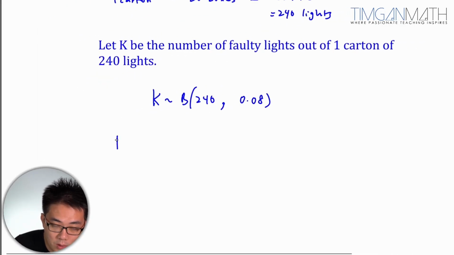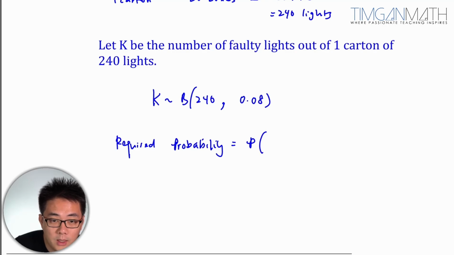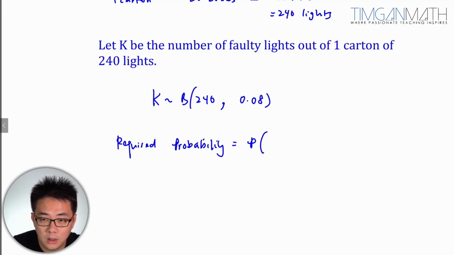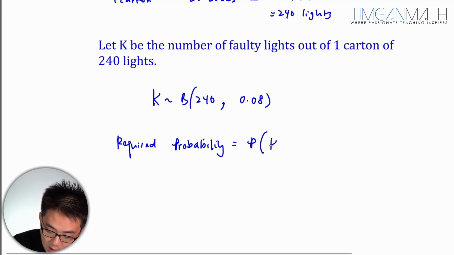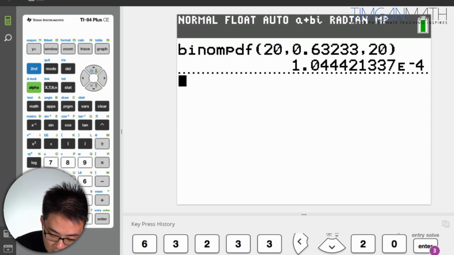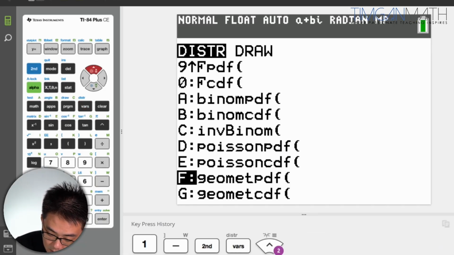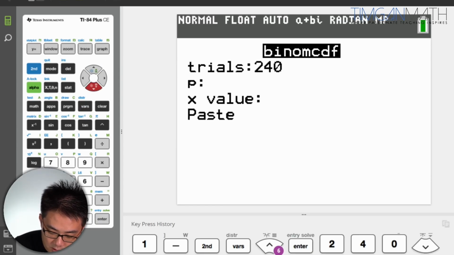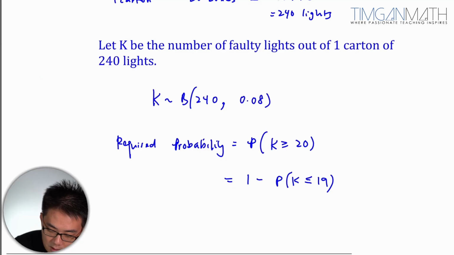Great. So the probability we require would just be, we want at least 20 faulty lights. So P(K ≥ 20), right? So this is actually 1 minus P(K ≤ 19). So just take note of that. So what I'm going to do is just take 1 minus binomial CDF, 240 lights, 0.08 chance, and 19.